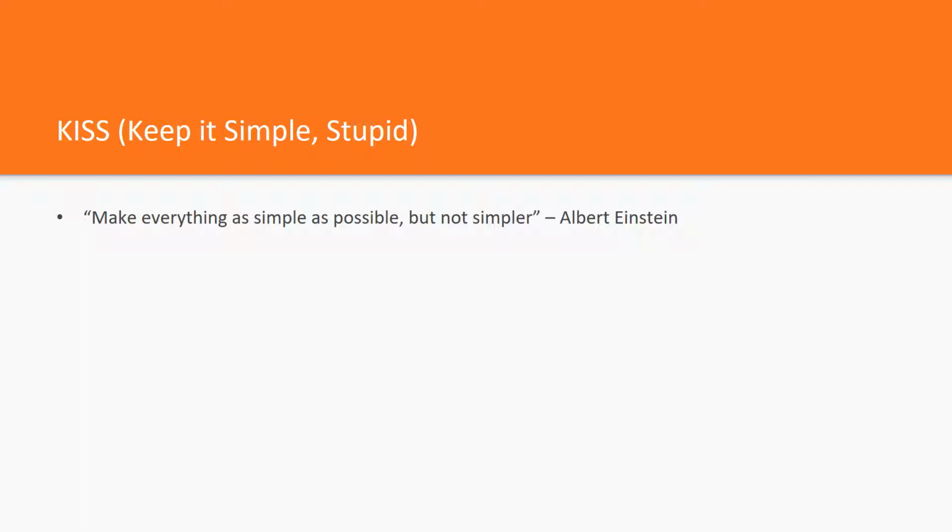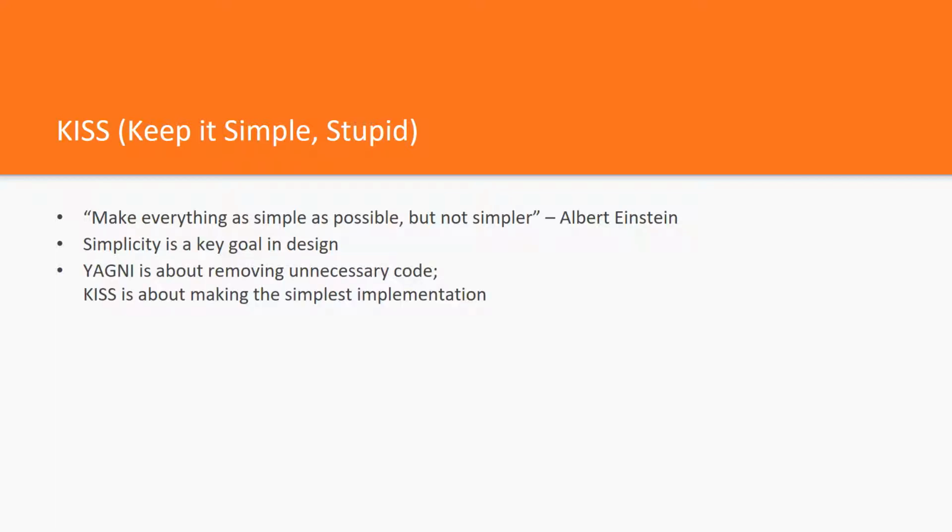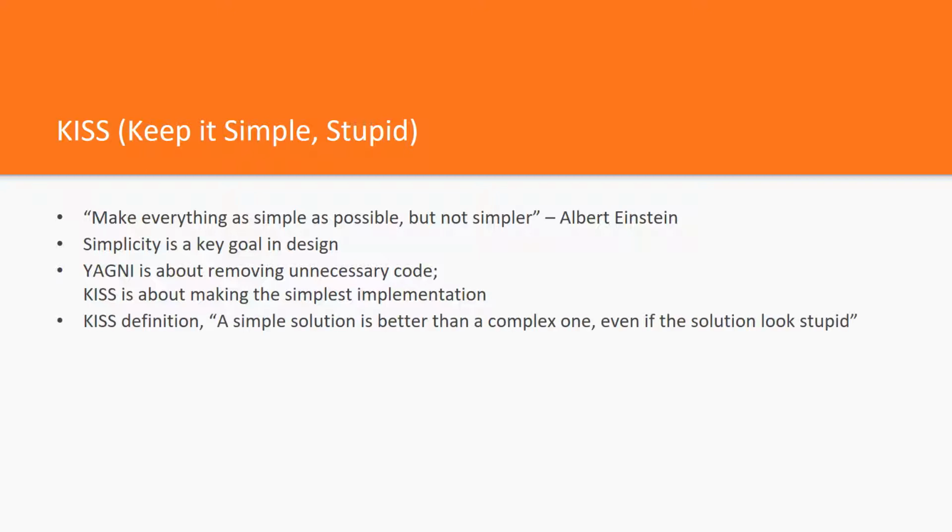The more complex a system is, the more possibility that it can break. Therefore, simplicity should be a key goal in design and unnecessary complexity should be avoided. While the YAGNI, you ain't gonna need it, principle is about removing unnecessary code, KISS is all about how to make the implementation as simple as we can. So the statement of this principle is, a simple solution is better than a complex one, even if the solution looks stupid.